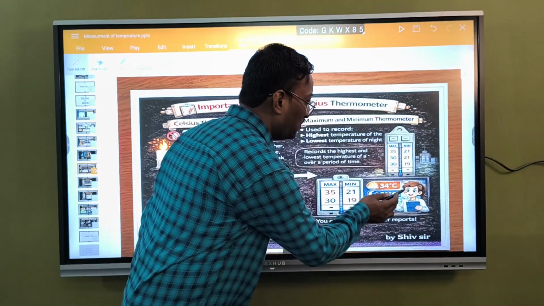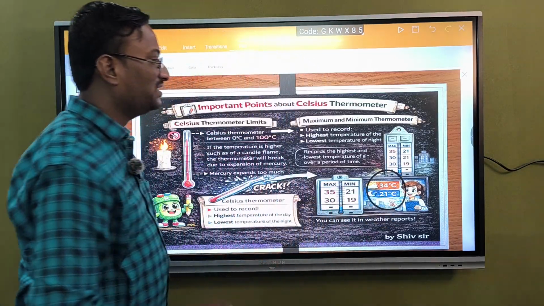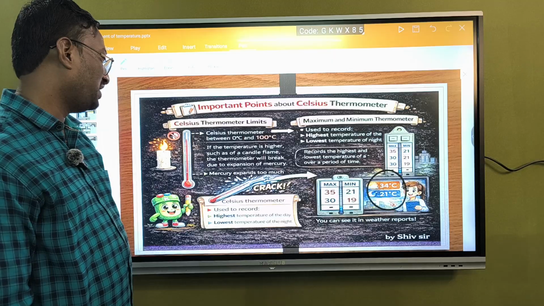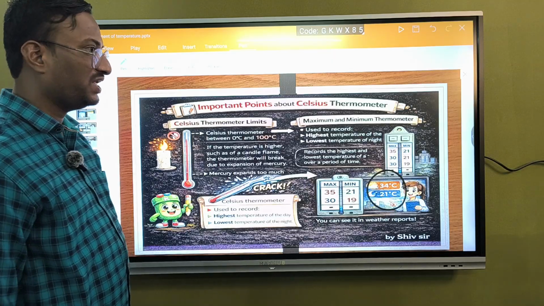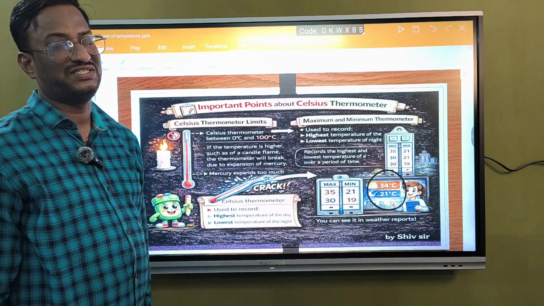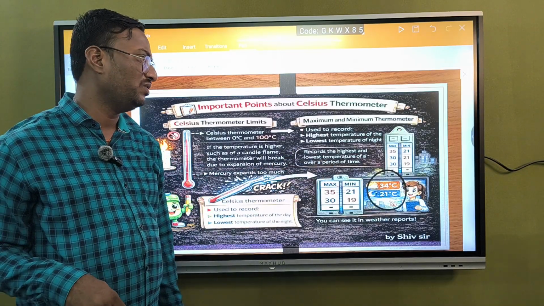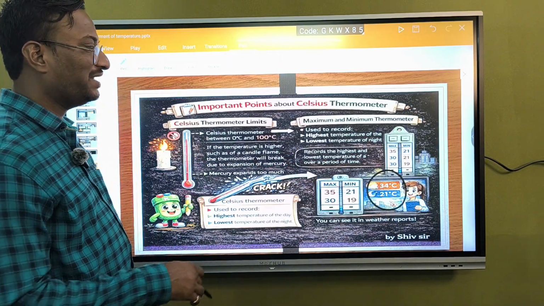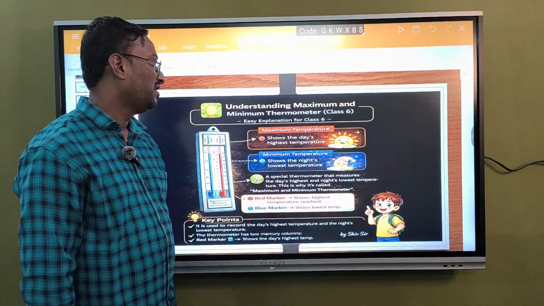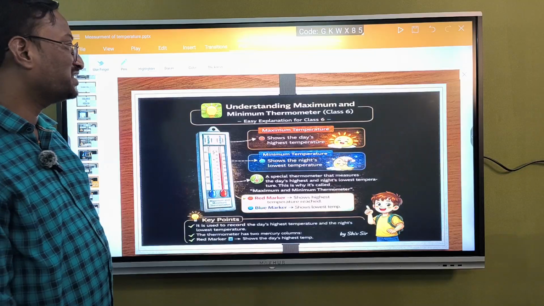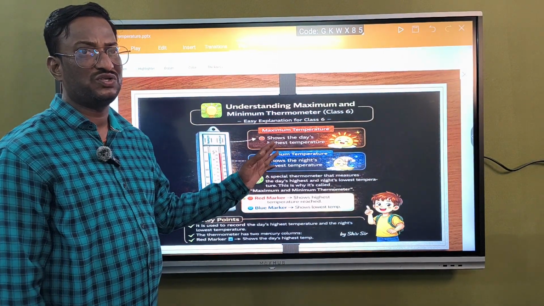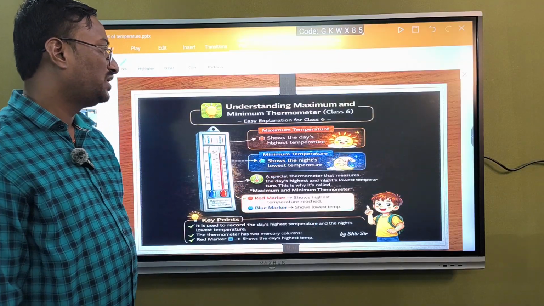In order to measure the weather report, we get the highest temperature of the day and the lowest temperature of the day, or the lowest temperature at night. Generally at night the temperature will be very cool. We take it in degrees centigrade. Understanding the maximum and minimum: maximum temperature shows the day's high temperature, and minimum temperature shows the night-time low temperature.